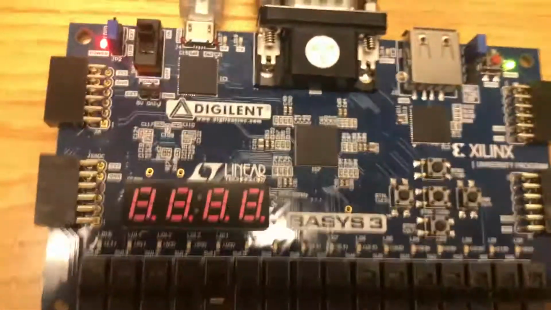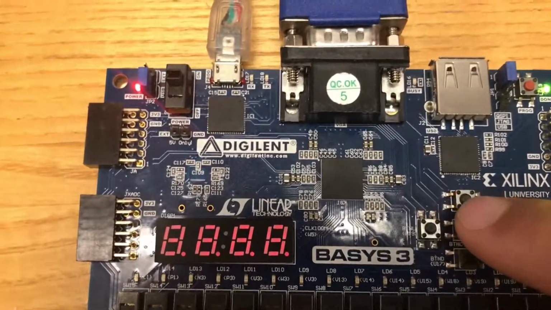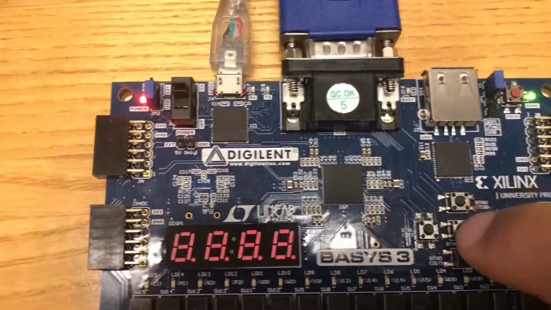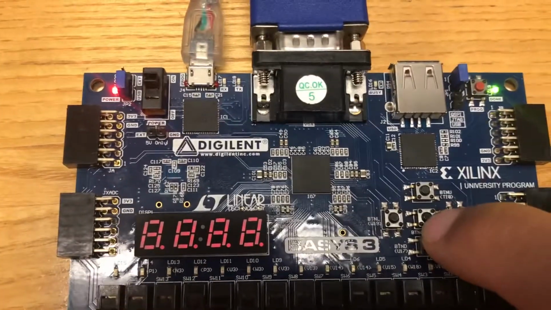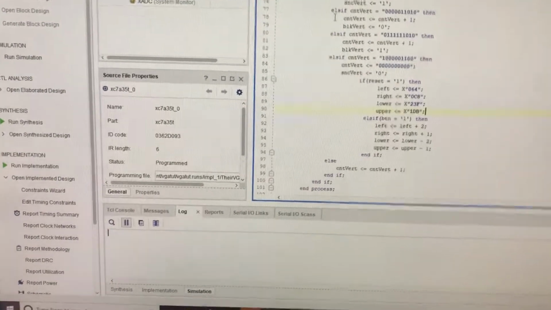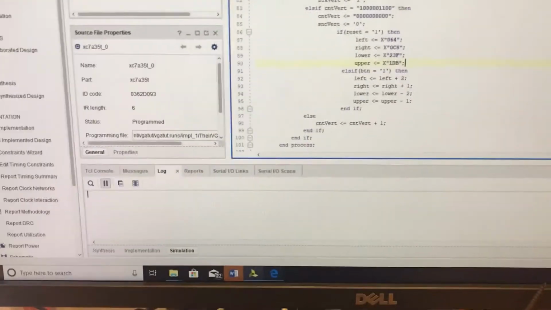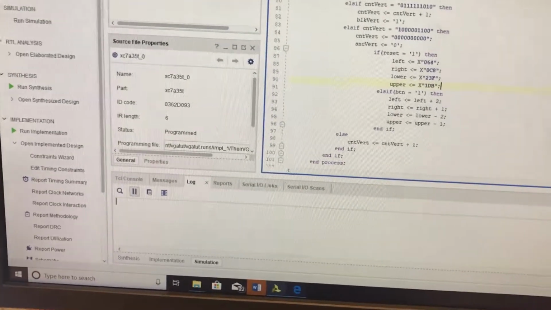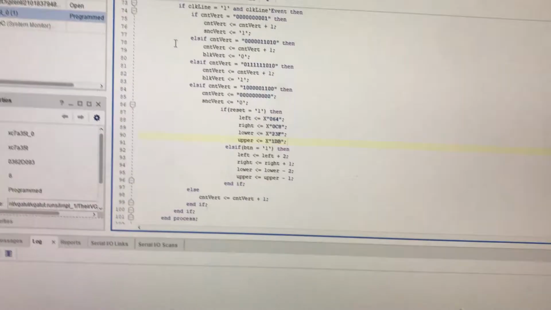On the board, the buttons that I'm using are this one to move it, and this to reset it. And I make sure that I was tying the appropriate VGA outputs to the display. So I'll go ahead and show you my design and then explain.